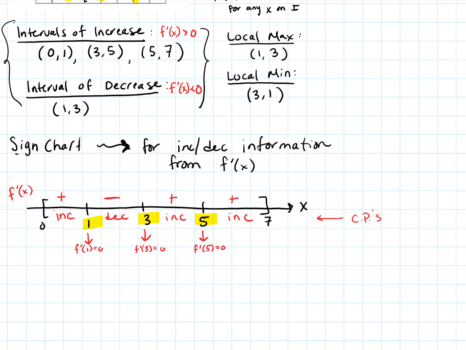If I knew that the function was increasing, hitting a horizontal tangent line, then decreasing, hitting a horizontal tangent line, then increasing, hitting a horizontal tangent line, but then continuing to increase, then I would know that this point is a local max, this point here is a local min, and this point here is neither because we increase and then continue to increase.